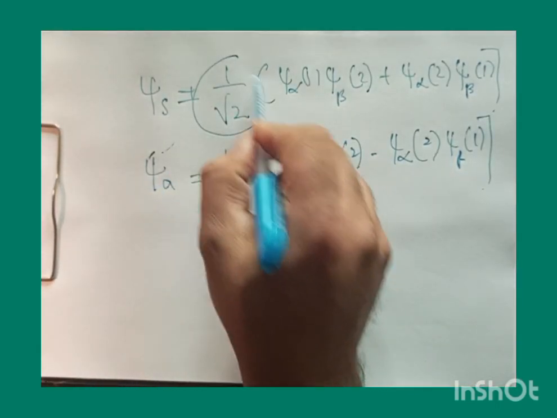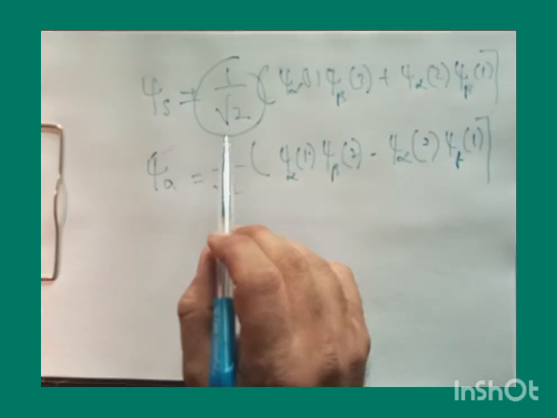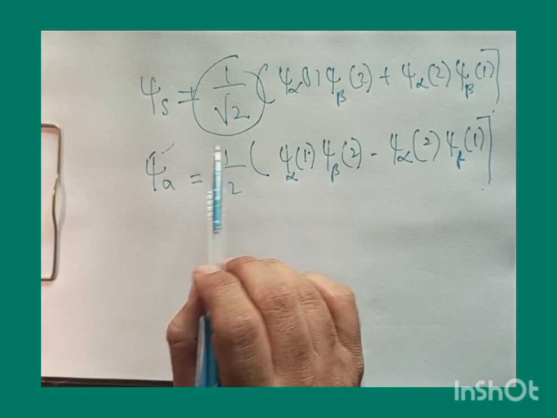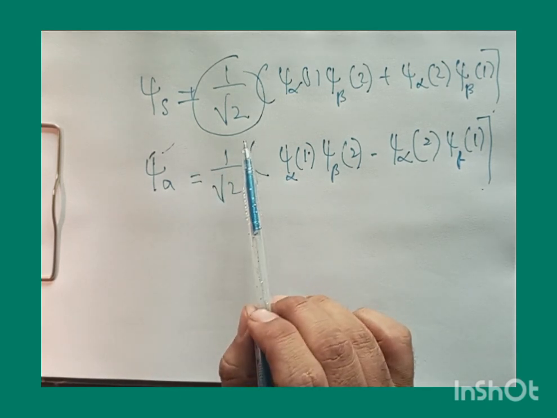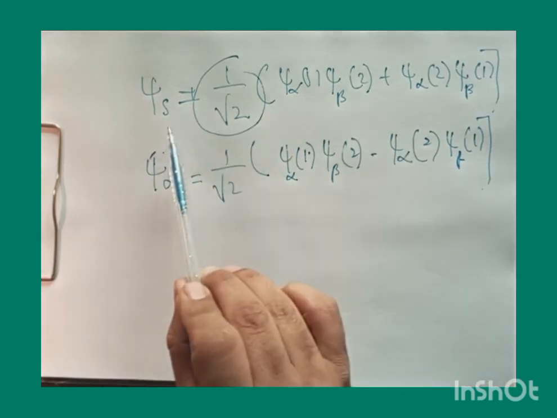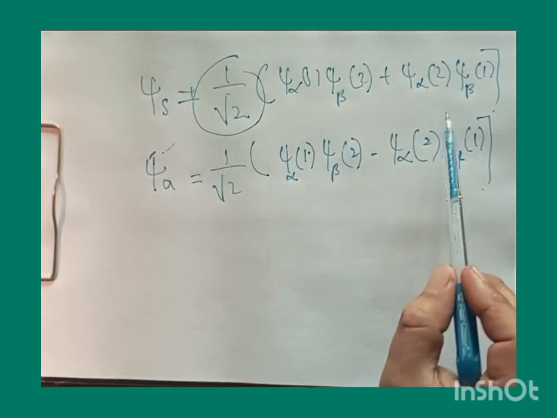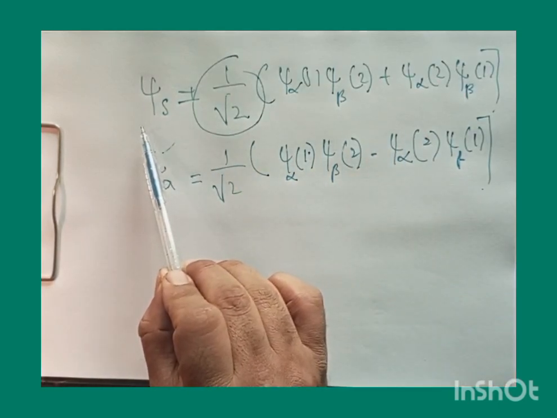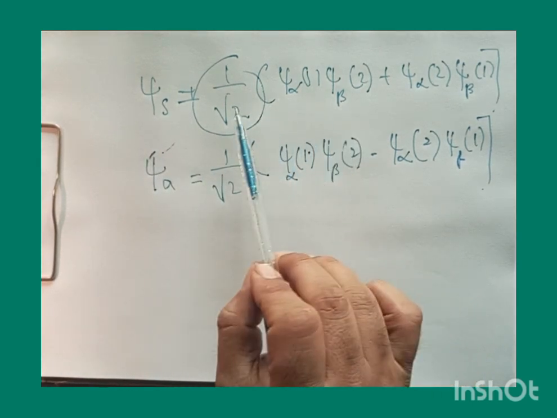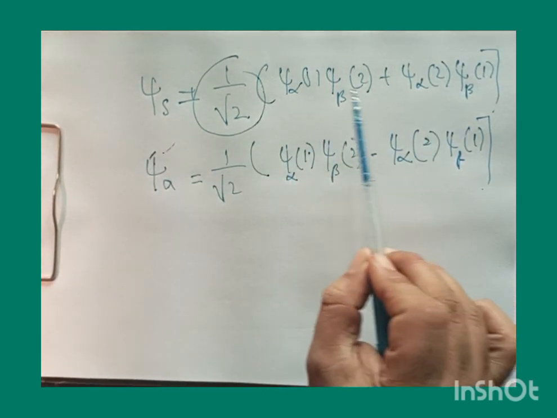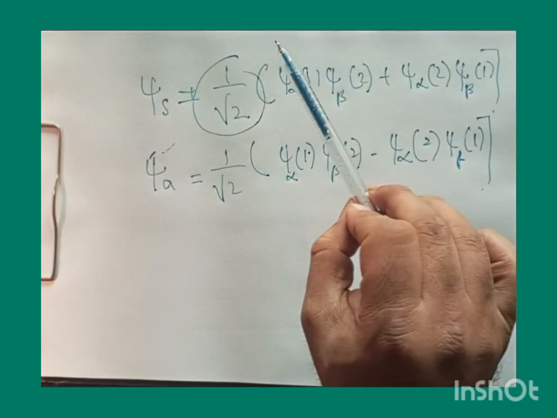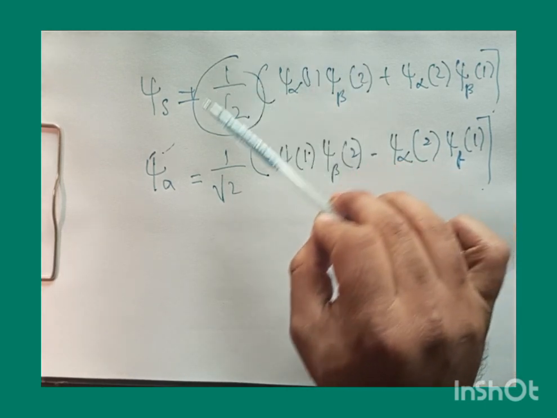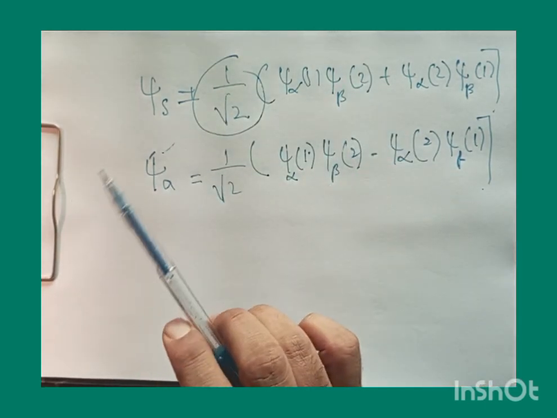Now, this factor that we have is needed to normalize the wave function. So that's how this 1 by root 2 comes in. If the exchange of particles 1 and 2 leaves the wave function unaffected, that gives us the symmetric wave function. And if there is a possibility of reversing the sign, then that is the state of the antisymmetric wave function.